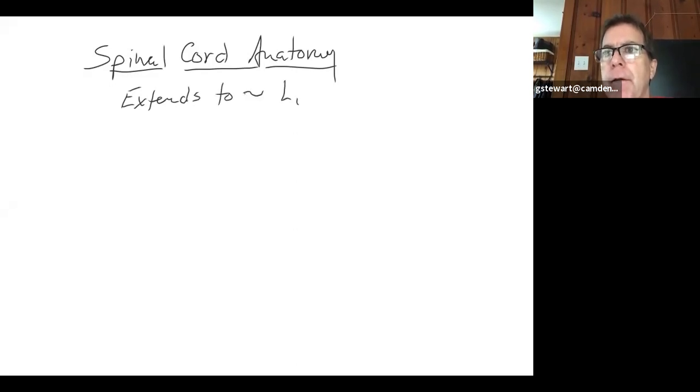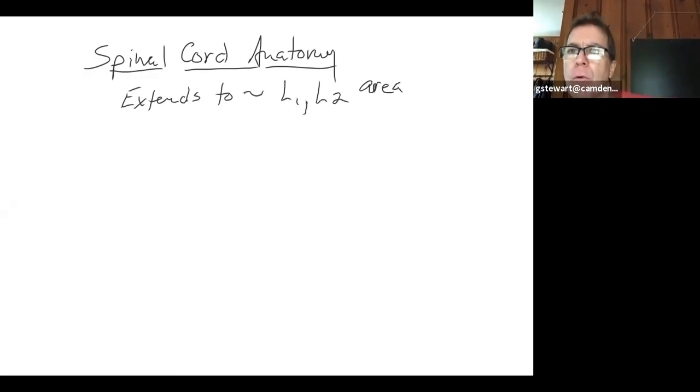L1, comma, L2 area of the vertebral column. So if you could put your hand on the top of your lower back, that's right about where the spinal cord ends. It's about 17 to 18 inches long.